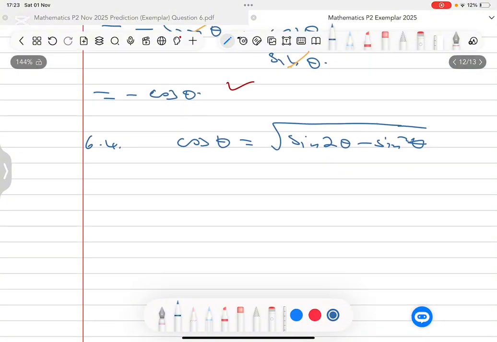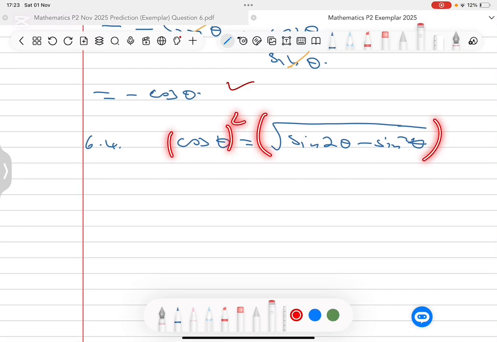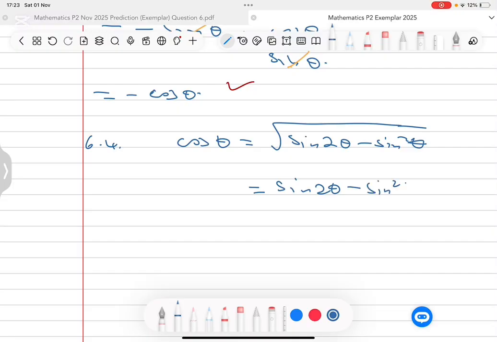Now the first thing that I'm going to do here really is to square both sides. I'm going to square both sides to remove this square root. So this side I'm going to be left with sine 2 theta minus sine squared theta, and this side I'm going to have a cos squared theta, because when we square this, it's going to give you a cos squared theta. And I see something interesting after doing that.